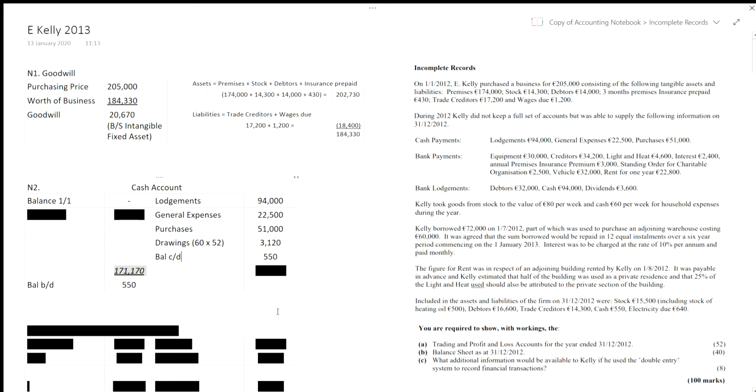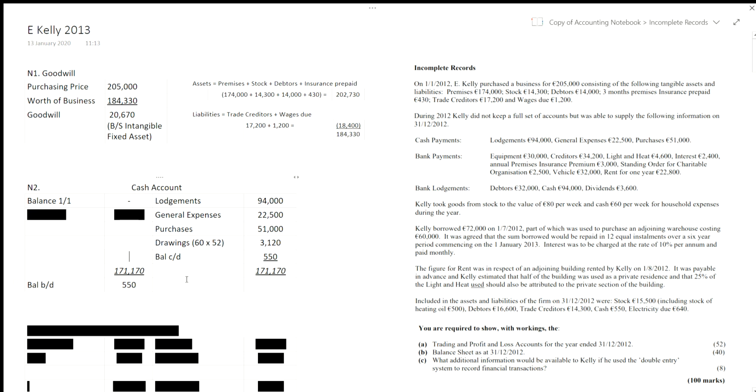If I add all these up, there's nothing on the debit side, but if I add up everything here, it's going to give me 171,170. So that's my balance on both sides, 171,170. Apologies, I was going to underline it here just to make it similar to a normal one we've seen before for the double entry lines.